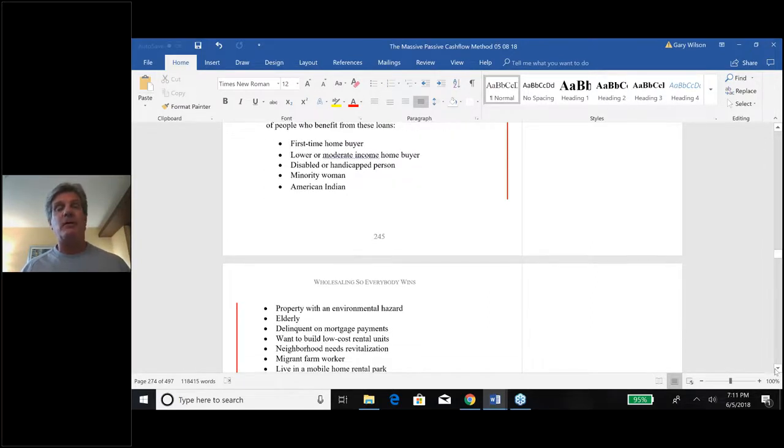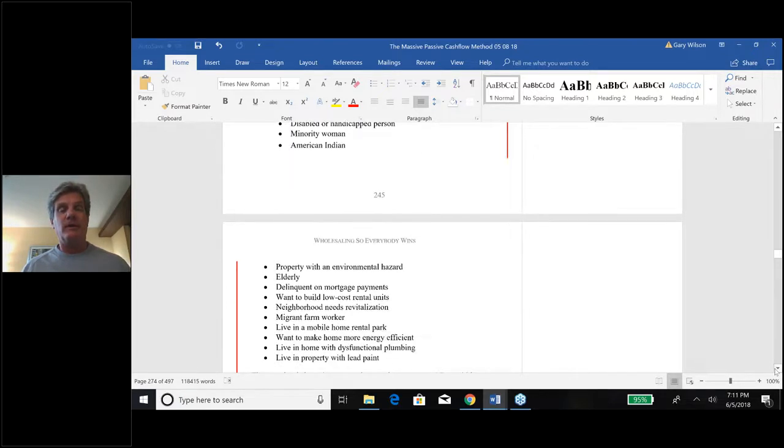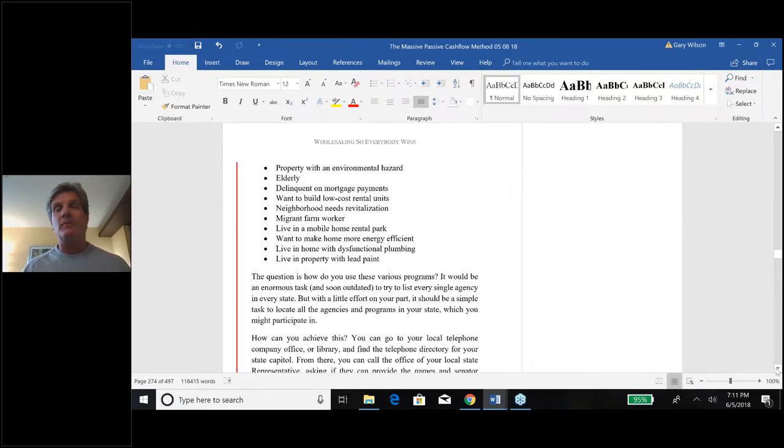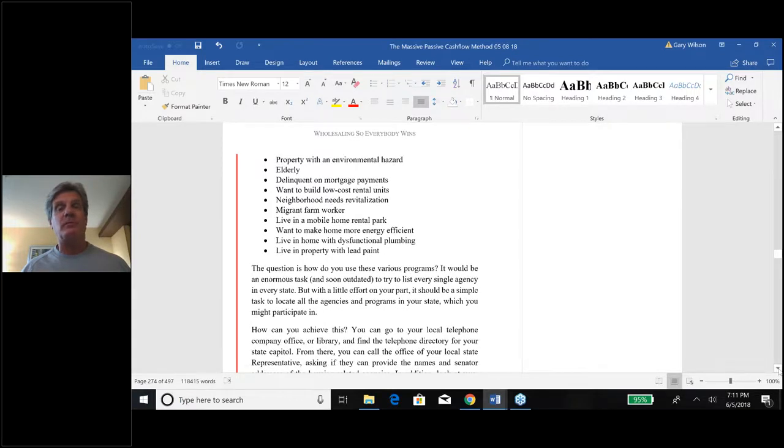We've got the obvious first-time homebuyer programs, programs for low to moderate income buyers, disabled and handicapped folks, minorities like women, American Indians. Properties that have environmental hazards can get special loans, the elderly can get special loans, and people who are delinquent on their mortgage payments. We've seen all that happen in the last 10 years, different loan programs.